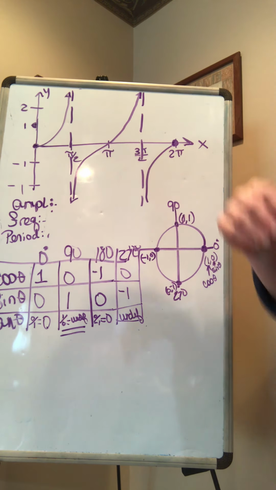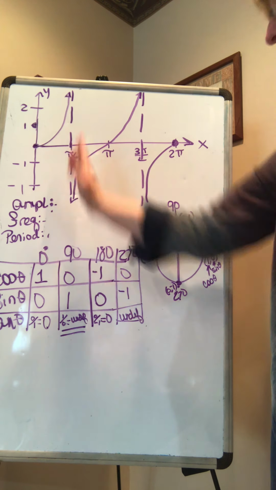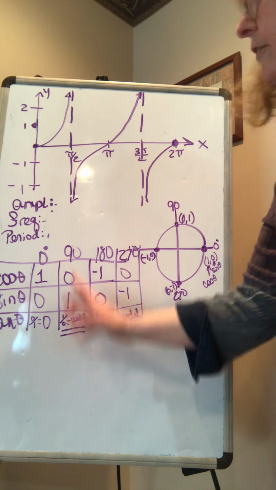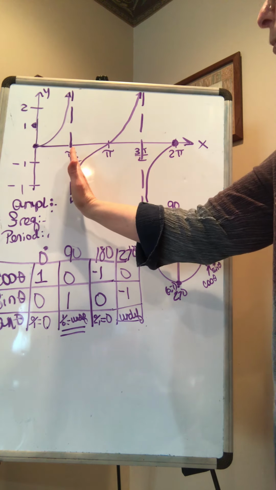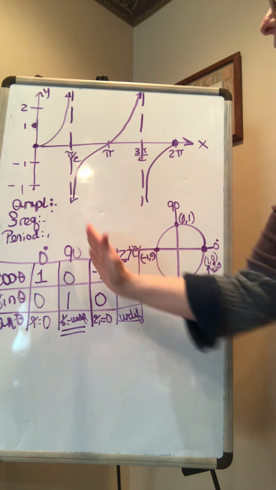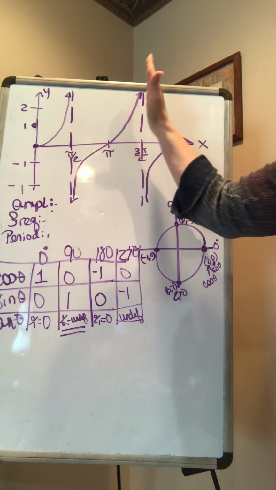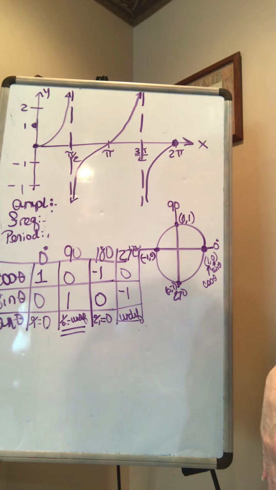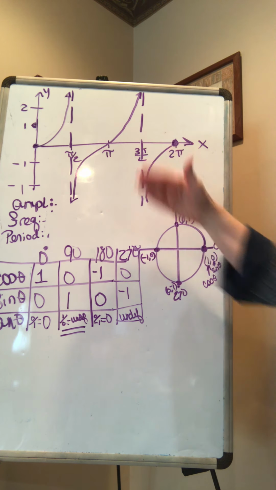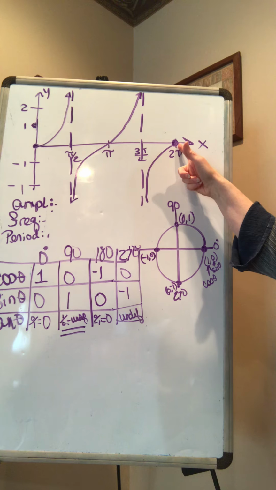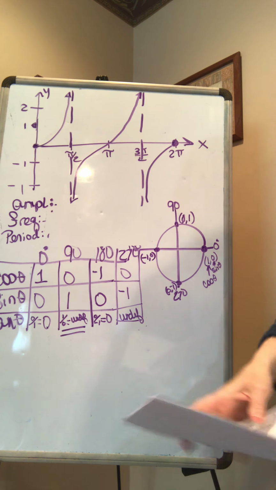So tangent grows until it hits that vertical asymptote, that undefined, where again an asymptote you may not touch or cross. Then it starts all over again, hits the asymptote, stops, has to start all over again. And I stopped my graph at 2 pi. If I didn't, I would have just continued.